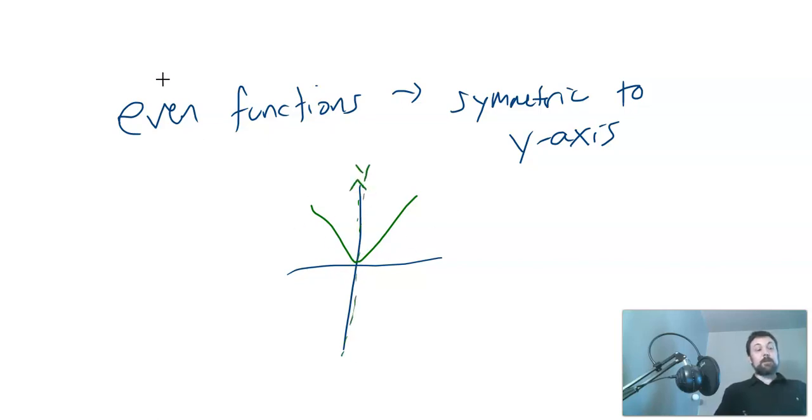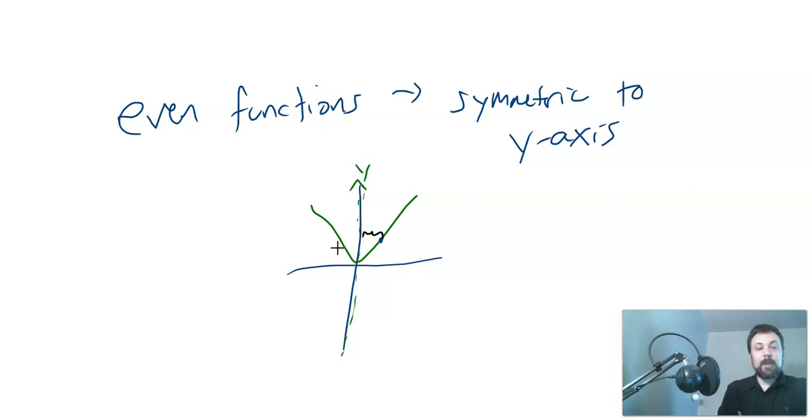And this graph is symmetric to the y-axis, meaning for every point on one side of the y-axis, there is a mirror image point the same distance away. So whatever that distance is, you go that same distance on the other side of the y-axis, you'll find a mirror image point located there, right?